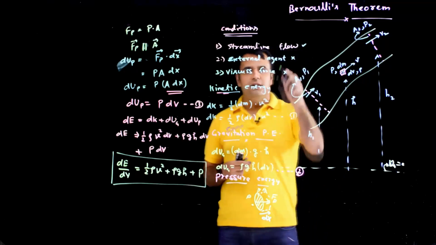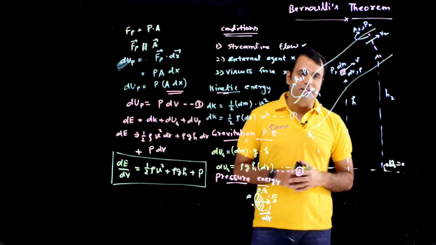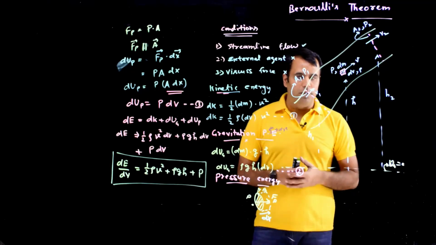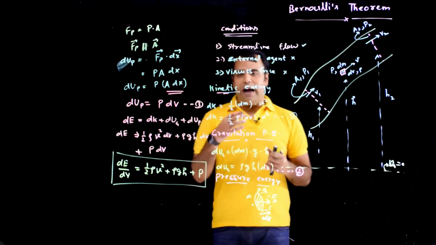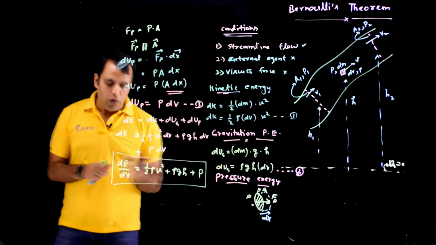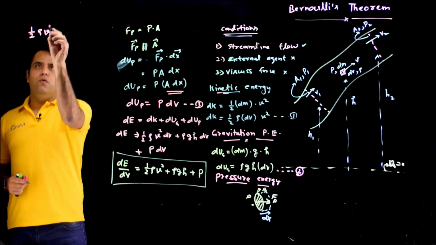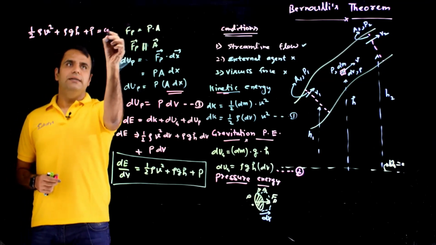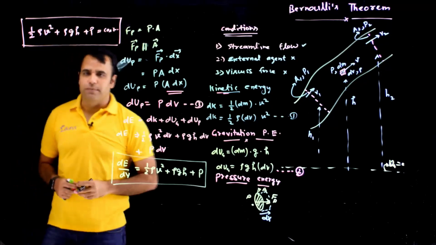And the thing is, we were saying within our test volume, mechanical energy will be conserved or constant if these three conditions are there. Within our test volume, mechanical energy was constant. So within the per unit volume also, because per unit volume is also a constant volume, the mechanical energy will be conserved, and the mechanical energy per unit volume is this. So this whole value will be constant. So now I can write half rho V square plus rho g h plus P is a constant. This is our Bernoulli's theorem.